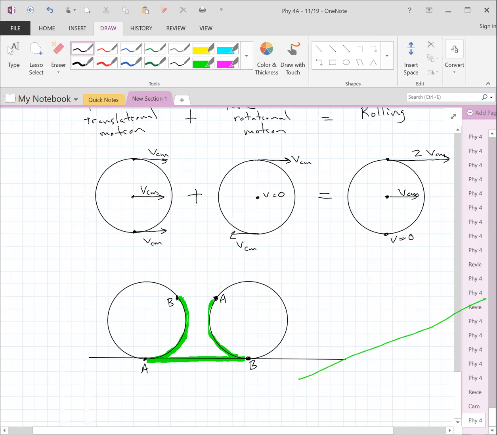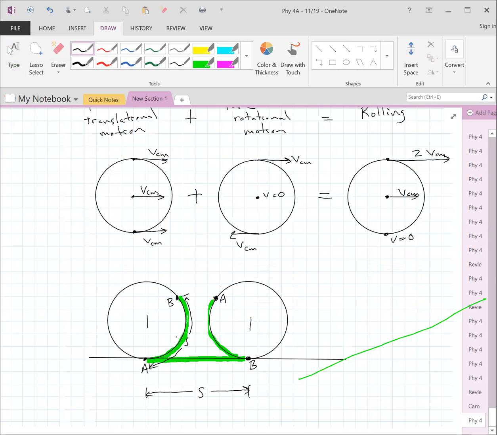So what distance is this? This is the arc length, S. And what distance is this between A and B? It's the same distance, right? You can see from the green paint that that's the same distance. So the center of mass of our wheel moved by the arc length that the wheel has rolled through. Does that sort of make sense?